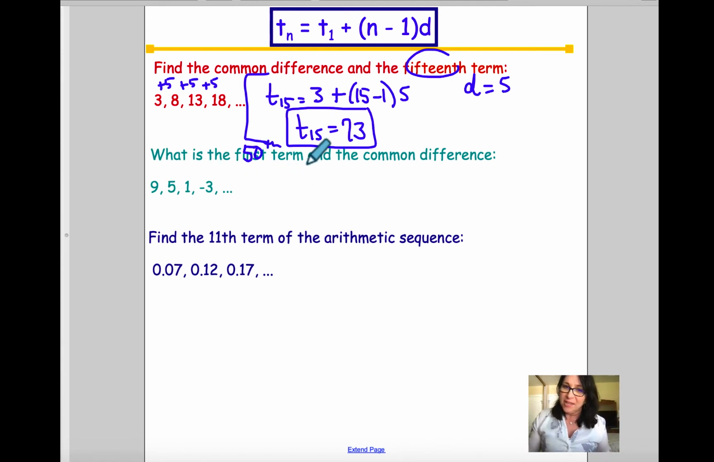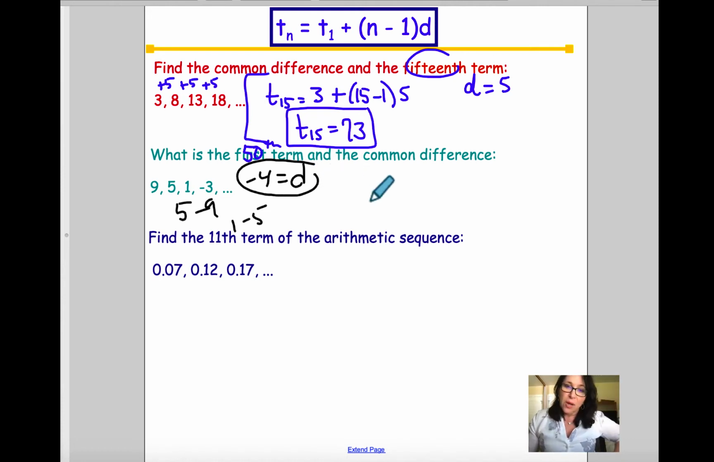What is the 50th term and the common difference? So the common difference: 5 minus 9, well, that's negative 4. 1 minus 5, well, that's negative 4. So it looks like my common difference is negative 4.